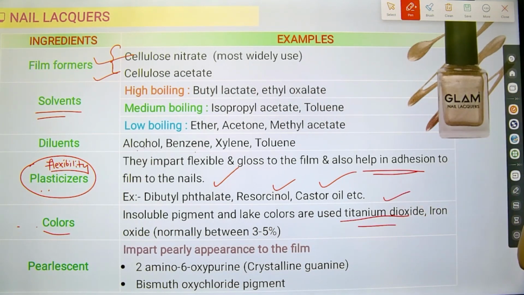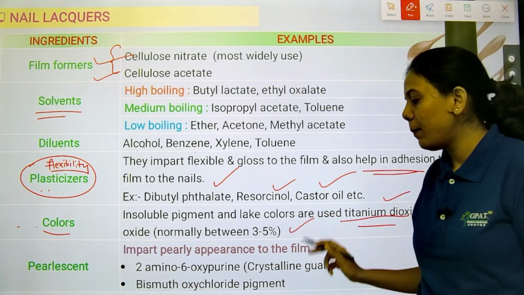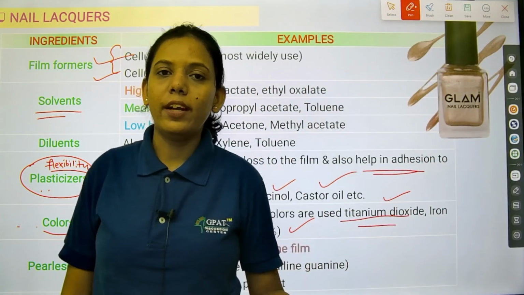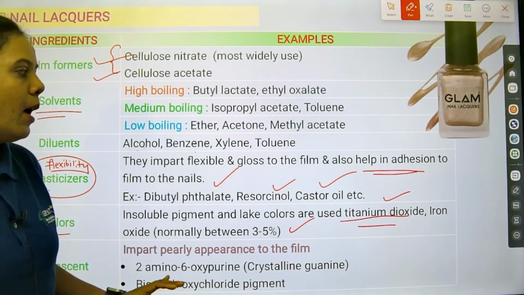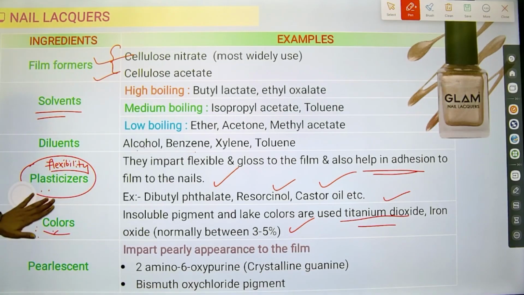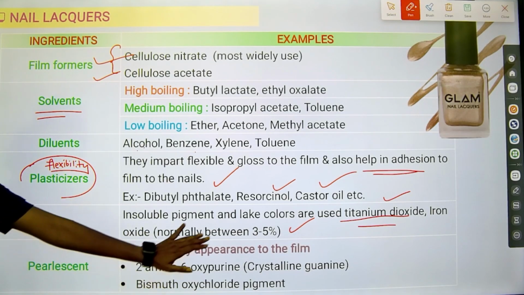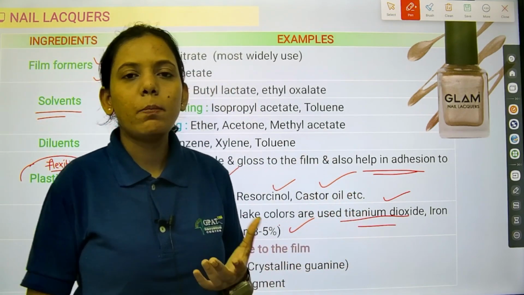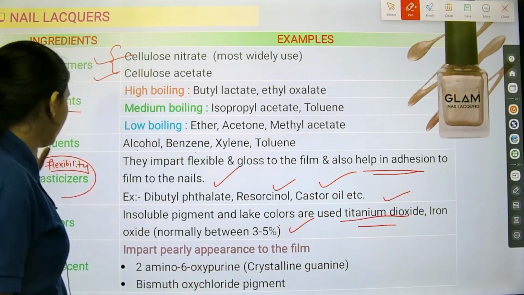Okay. Apart from that, there are iron oxides, usually between 3 to 5%. Depending upon the requirement, what shade is required, you can add the pigment. So colors and pigments come under this. And these are the insoluble pigments and the lake colors. Okay. So there is a difference between dyes and the lakes.